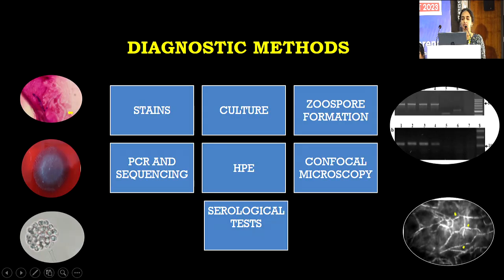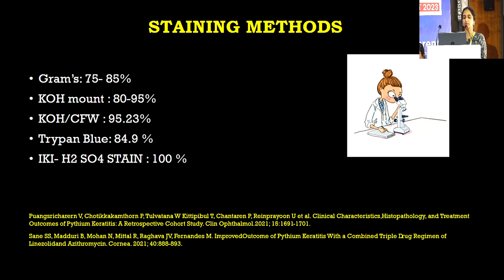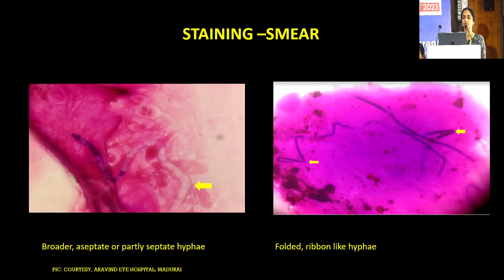Coming to the diagnosis, as in any other keratitis, we would have to depend upon stains and cultures and PCR when available, but there is something called zoospore formation as well, which we shall be discussing. There are multiple stains which can be used, but the most commonly used ones are the Gram and the KOH mount, and the sensitivities have been mentioned against each of the staining procedures.